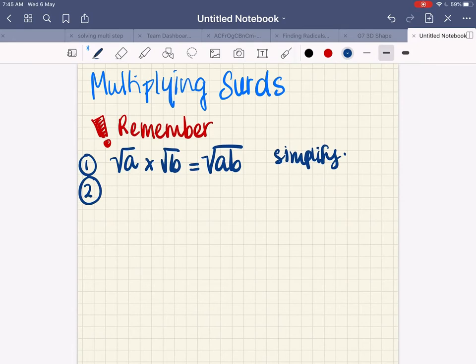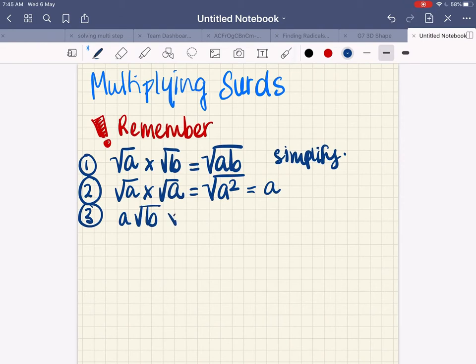Then we have root a times root a is equal to root a squared, which of course is equal to a, isn't it? And the last one is a root b times c root d, and it's exactly like what we were doing. I multiply these and I get ac root bd. We've been using those again to simplify.